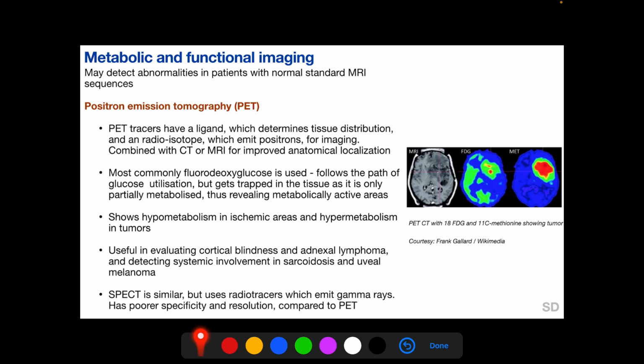SPECT is similar, but instead of using a radioisotope, it uses radio tracers which emit gamma rays. However, it has poorer specificity and resolution compared to PET. So this is a PET with CT with 18 FDG and 11C methionine showing a tumor.